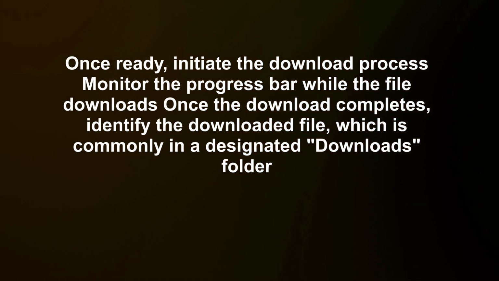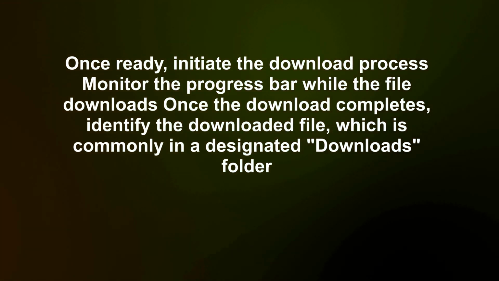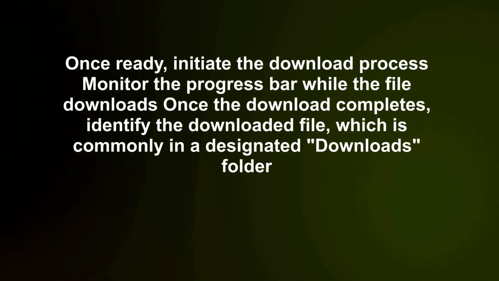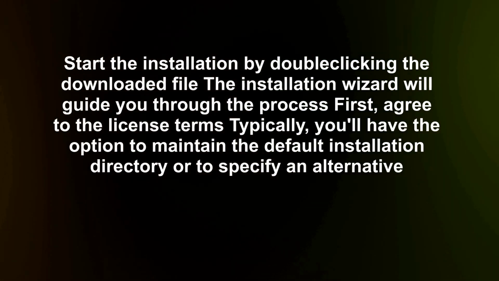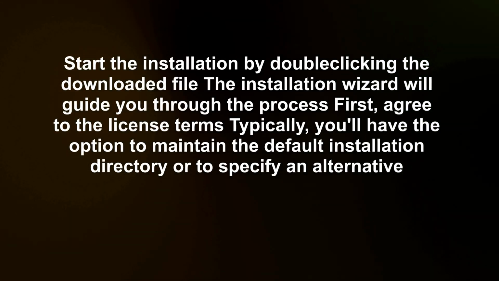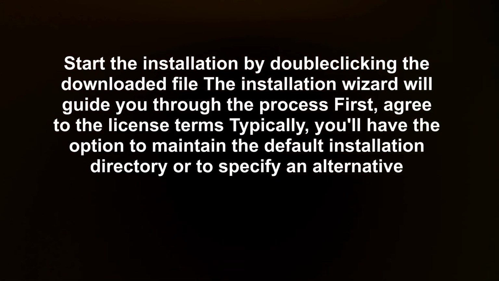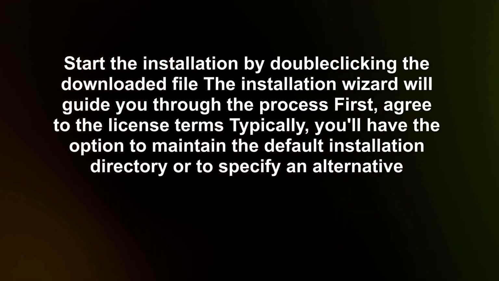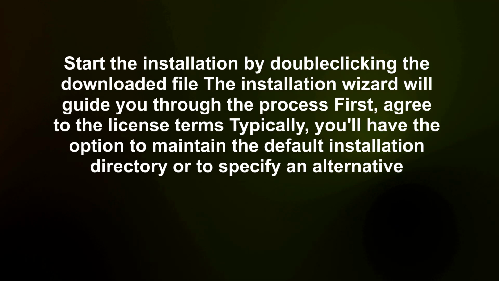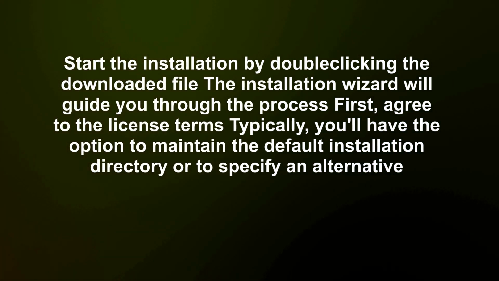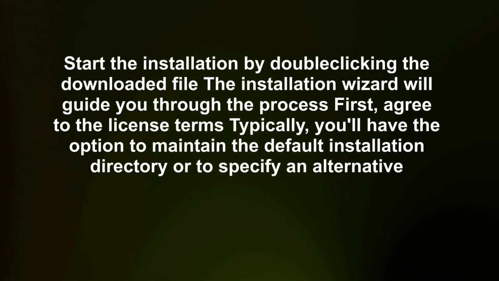Once the download completes, identify the downloaded file, which is commonly in a designated downloads folder. Start the installation by double-clicking the downloaded file. The installation wizard will guide you through the process. First, agree to the license terms. Typically, you'll have the option to maintain the default installation directory or to specify an alternative.